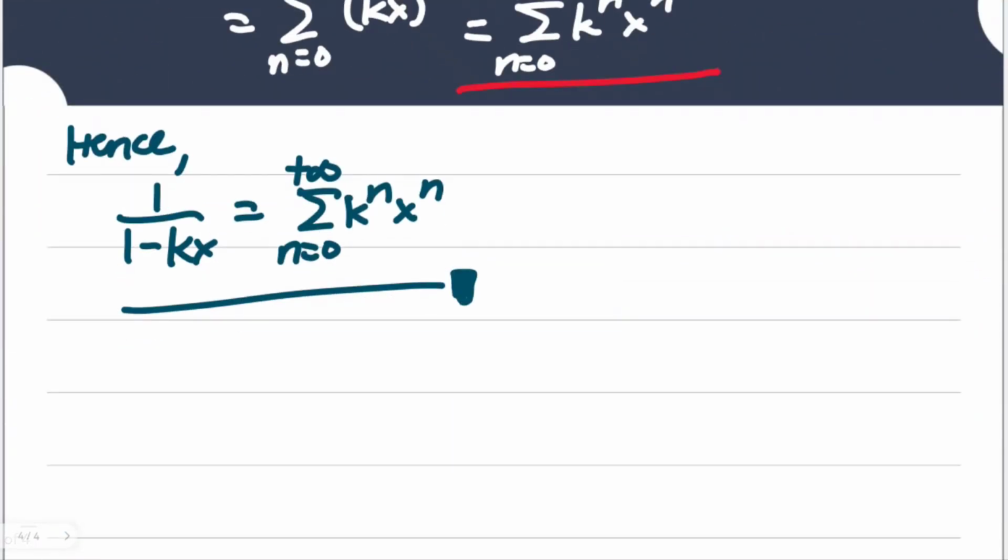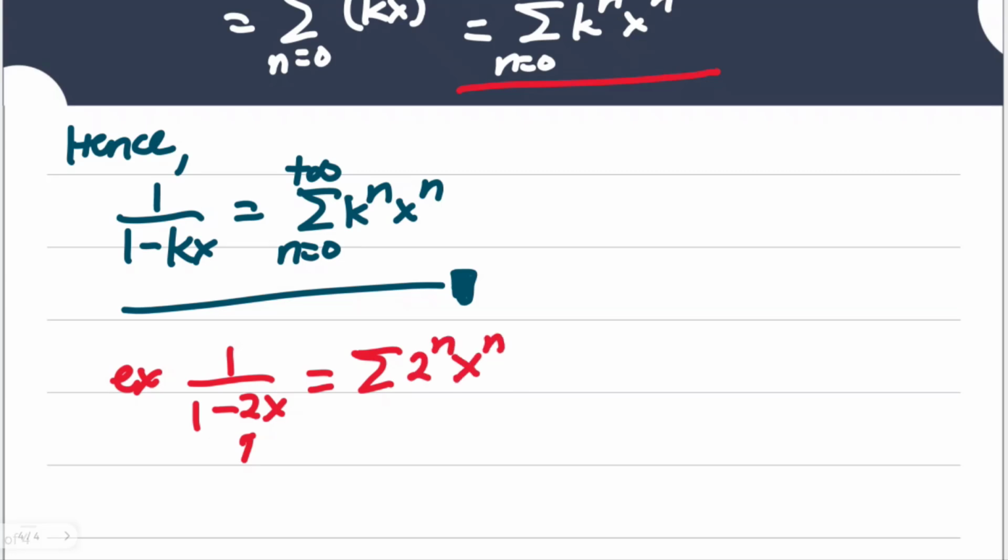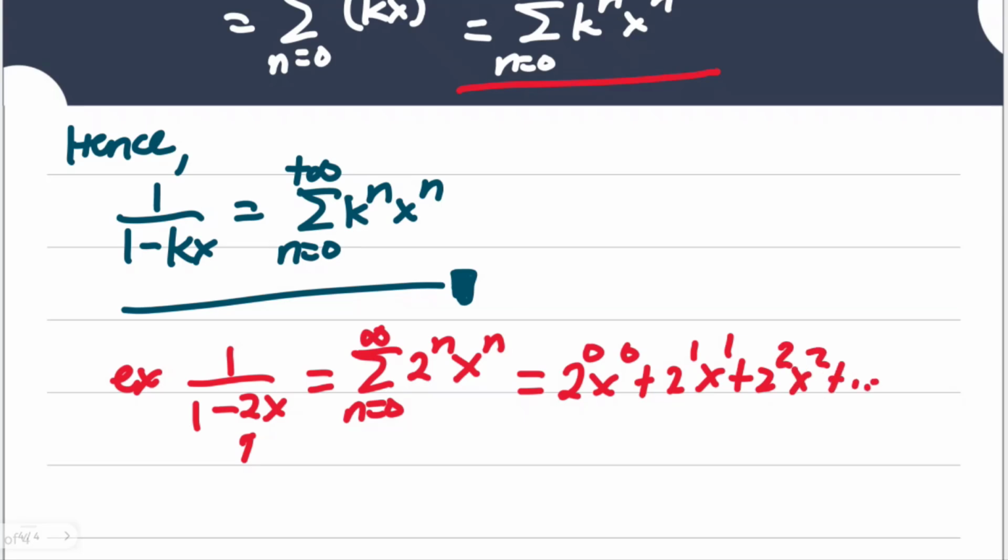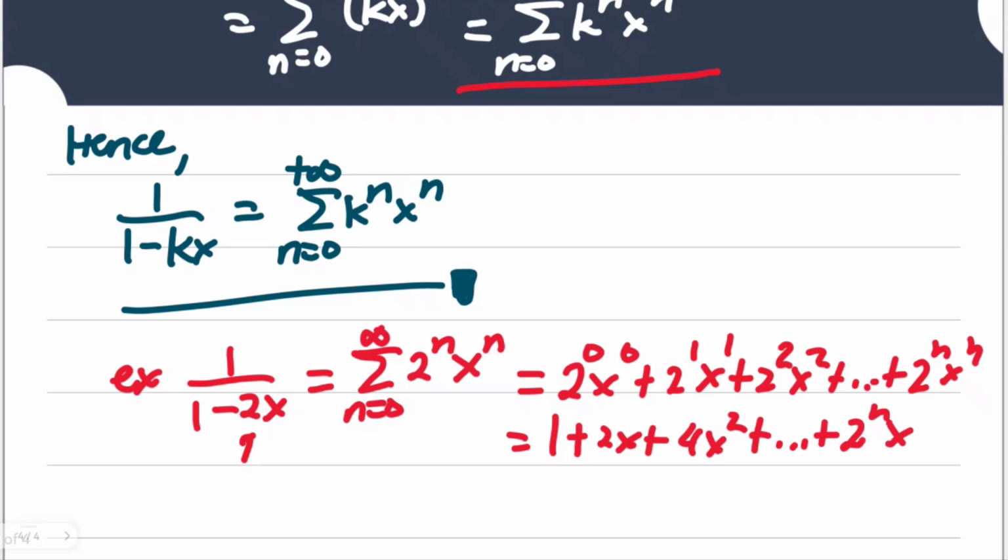If you have an example, 1 over 1 minus 2x, the expansion here will depend on the value of k, because you have here k to the power of n. So you have 2 to the power of n, x to the power of n, as n starts from 0 to infinity. In short, 1 over 1 minus 2x is equal to 2 to the power of 0 x to the power of 0 plus 2 to the power of 1 x to the power of 1 plus 2 squared x squared plus, until 2 to the power of n x to the power of n, which is actually just 1 plus 2x plus 4x squared plus dot dot dot plus 2 to the n x to the power of n.